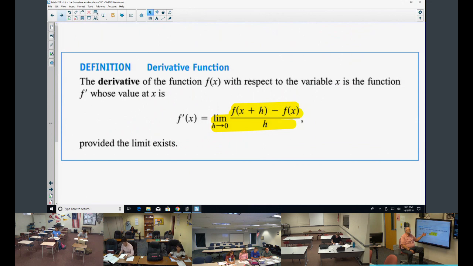The limit as h approaches 0 of f of x plus h minus f of x over h. It's kind of like the slope, the difference in the y's, and then h is the difference in the x's. What I'm hoping is that by now you have these memorized and have no problem doing this. In the next section I'm going to give you some shortcuts, but we're still going to do the definition for right now.